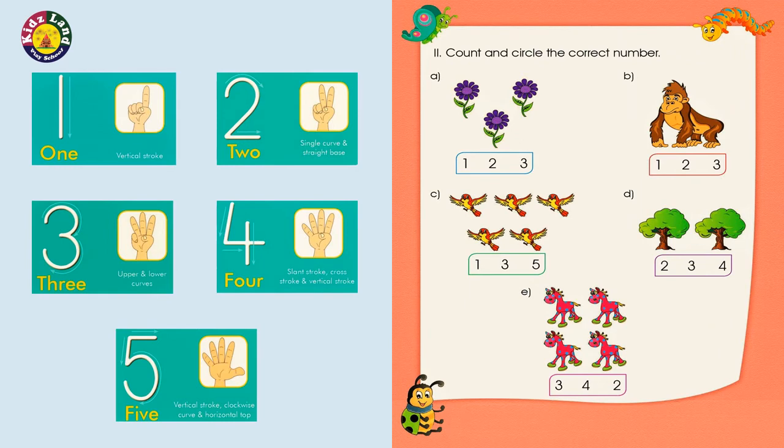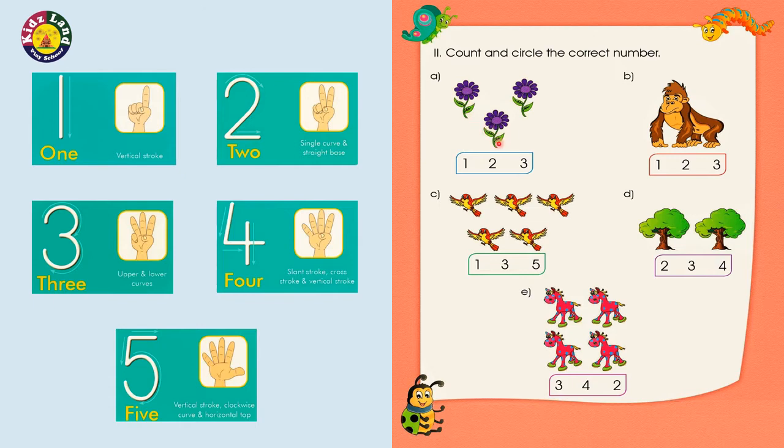Here, what is the question here? It says count and circle the correct number. Here what did they do? They have given a nice picture and we have to count them, and here we are not going to write the number. What should we do? We have to circle the numbers here.